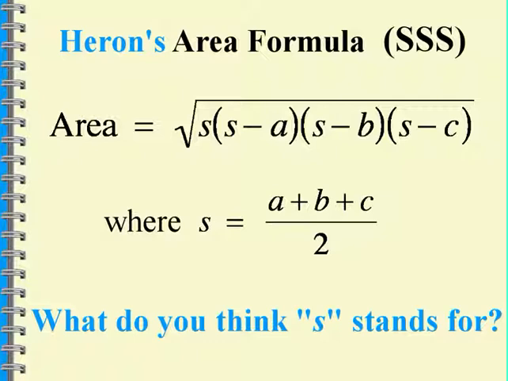Semi what? It's the semi-perimeter. That's right. It's the perimeter divided by 2. Okay, so that's where it comes from. They don't just magically say, oh, we're going to let it be S. Okay, so the semi-perimeter. So perimeter divided by 2.